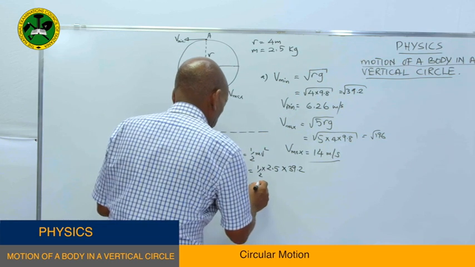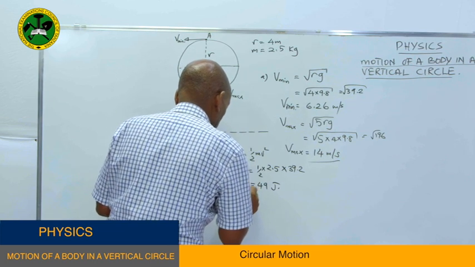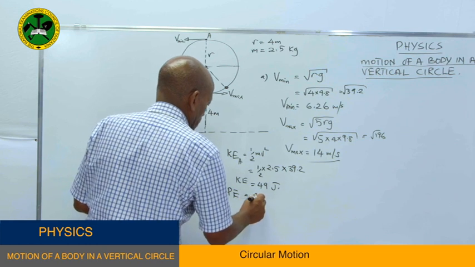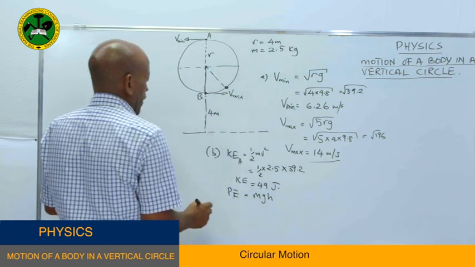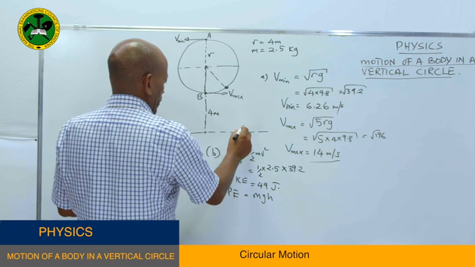So we're going to get 49 joules. So this is the kinetic energy. We can look at the potential energy. The potential energy is just equal to mgh. Now the height from the lowest point of the ground, because this is the ground.